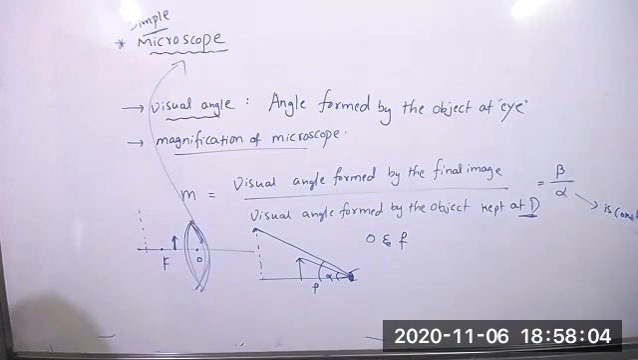Or magnifying glasses. What is a magnifying glass? Small objects we will see big. So a magnifying glass is also a simple microscope. Not compound, it is a simple microscope. Compound microscope means so many lenses they will use. But in our syllabus, we use only two lenses. In very nice instruments, they use so many convex lenses. How those lenses are used, we will discuss in the next class.